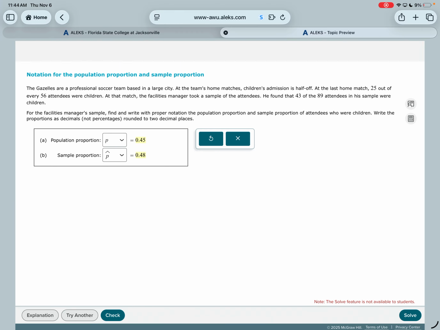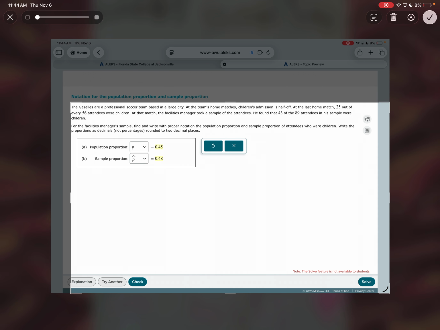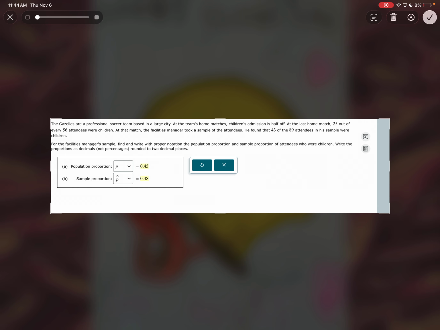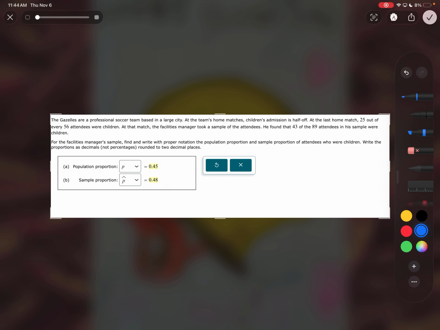But this is talking about the difference between a population proportion and a sample proportion. So the population proportion is the one that we actually read an article and saw this number, or maybe it happened before COVID and we want to know what it's like after COVID. So the population is, again, the entire group.